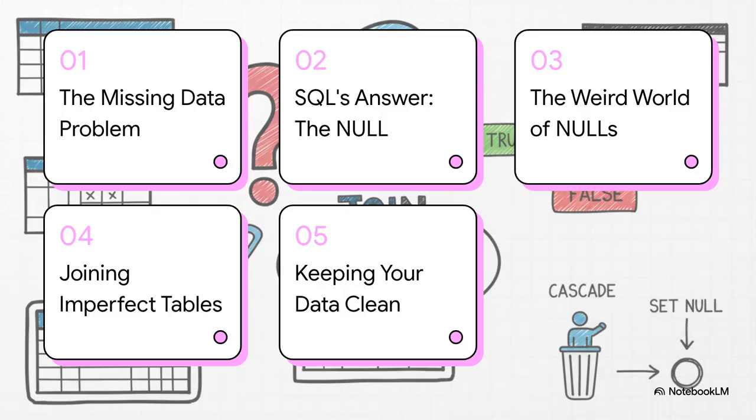All right, so here's our game plan. First, we're going to really nail down what the missing data problem is. Then we'll look at SQL's answer, this thing called null. From there, we'll take a trip into the very weird world that nulls create, see how that totally changes how you join tables, and finally, we'll talk about how to keep your data clean right from the start.